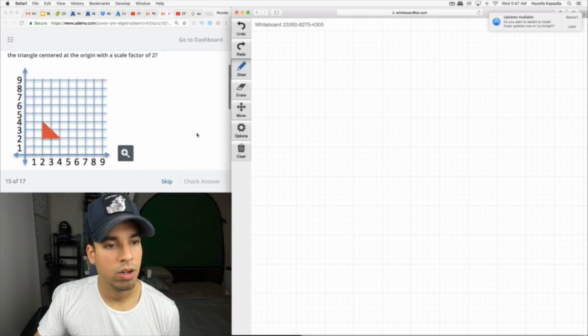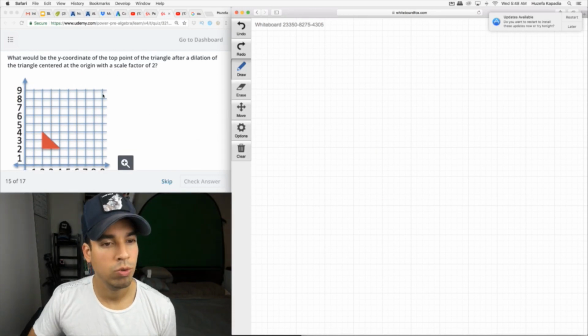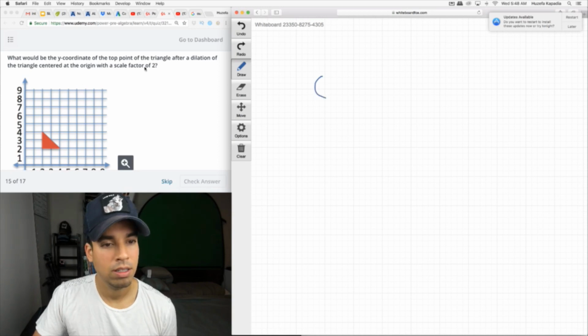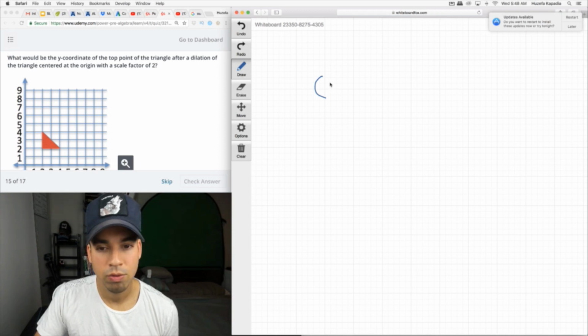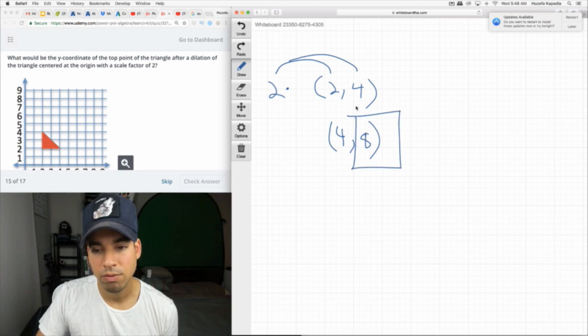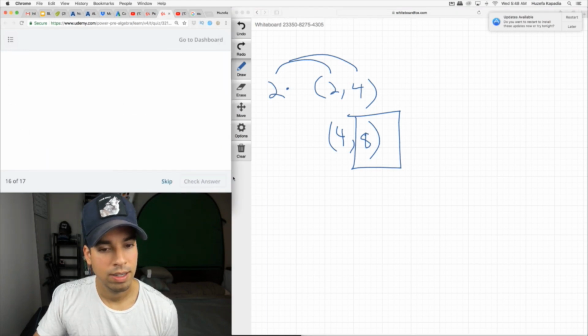Question 15, what will be the y-coordinate of the top point of the triangle after a dilation of the triangle centered at the origin with a scale factor of 2? Meaning, all we're doing is taking the xy coordinate and multiplying by the scale factor of 2. So check this out. We've got a coordinate of 2, 4. We multiply that by 2. So it goes there and there. And our new coordinate is 4, 8. That's it. Simple as that. And the y coordinate, which it's asking for, is 8. Done.